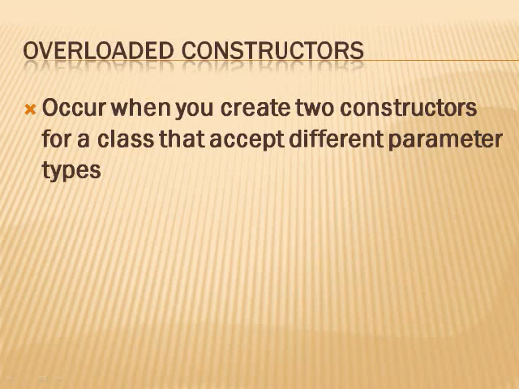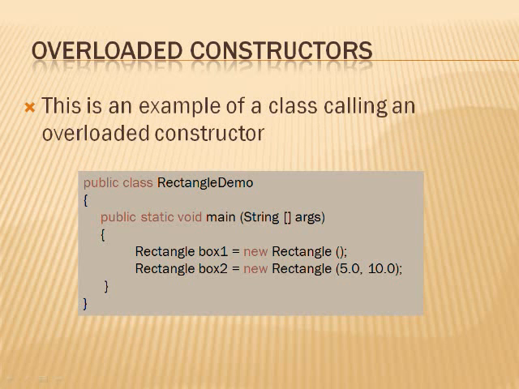Overloaded constructors. These occur when you create two constructors for a class that accept different parameter types. Below is an example of a class calling an overloaded constructor. We use the same class RectangleDemo, which within the main method creates two Rectangle objects, box1 and box2. Box1 has no values passed to it, which means that it's calling a constructor with no parameters. Box2 passes 5.0 and 10.0 to the constructor, which lets you know that the constructor takes two doubles.